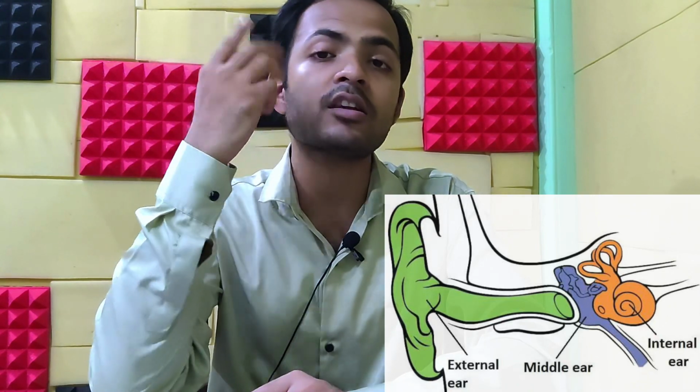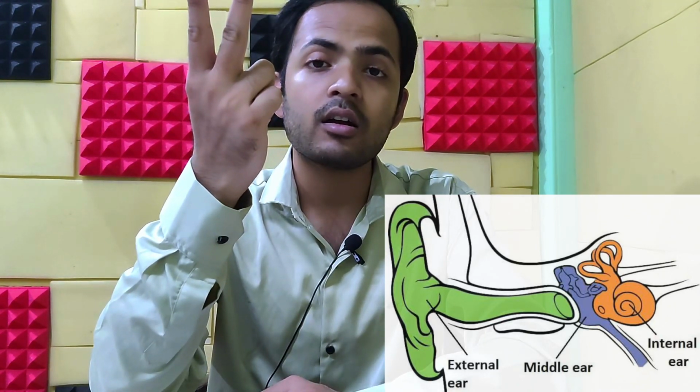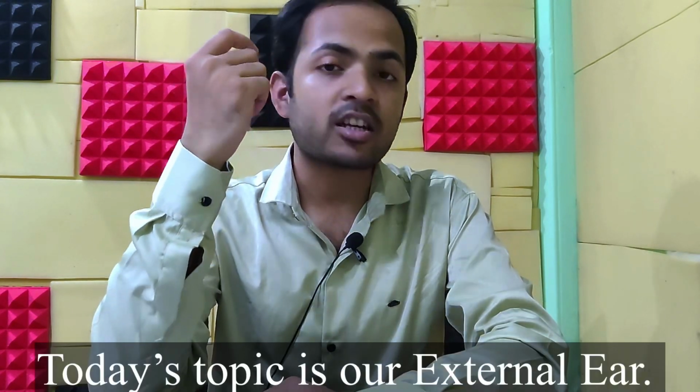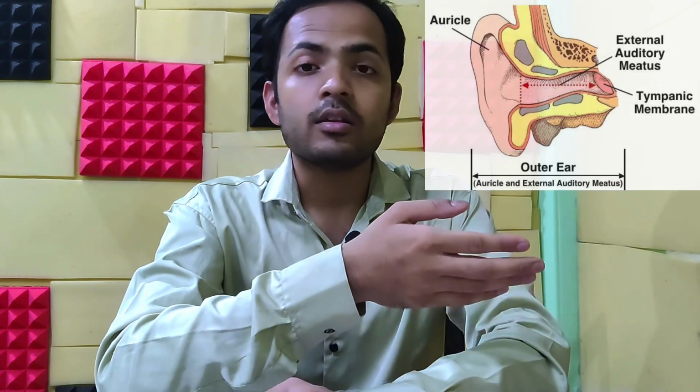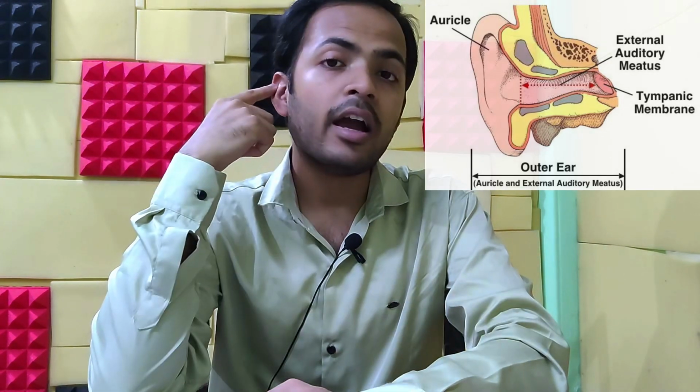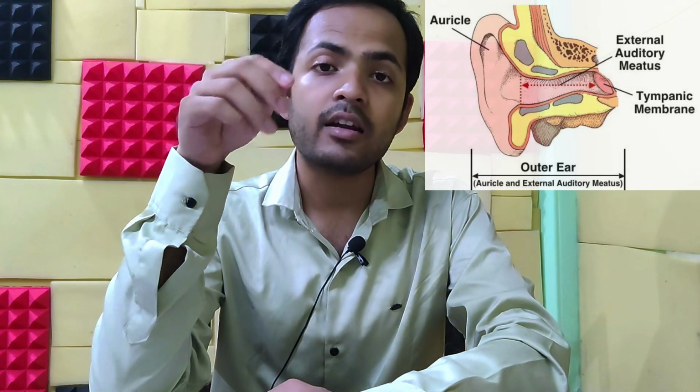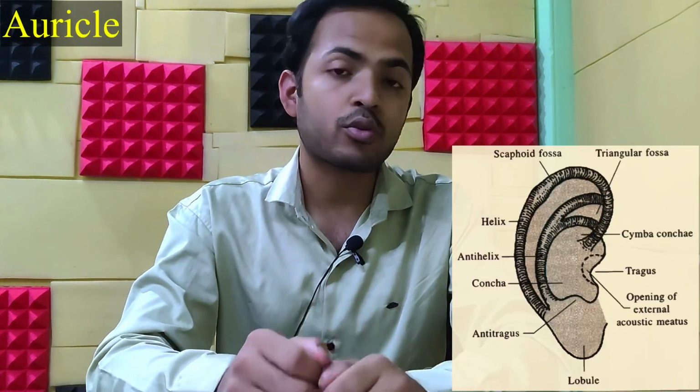Mainly the ear has three parts: external ear, middle ear, and internal ear. Today's topic is the external ear, as you can see in this photo. This external ear consists of the auricle, external acoustic meatus and tympanic membrane. So first and foremost, our auricle, as you can see in this photo.